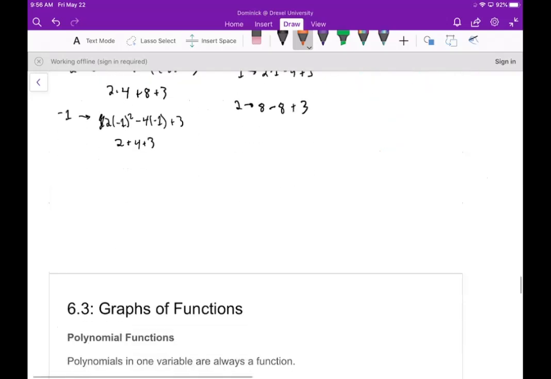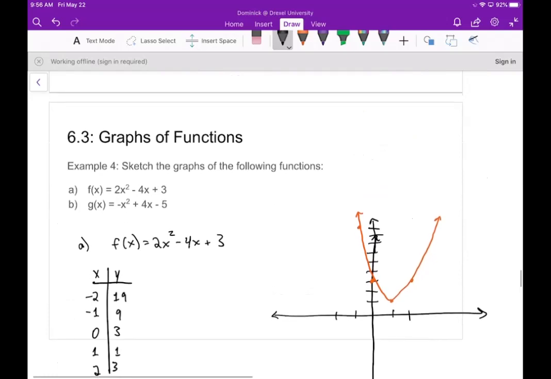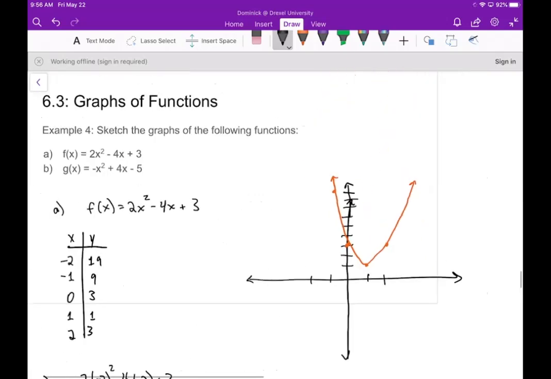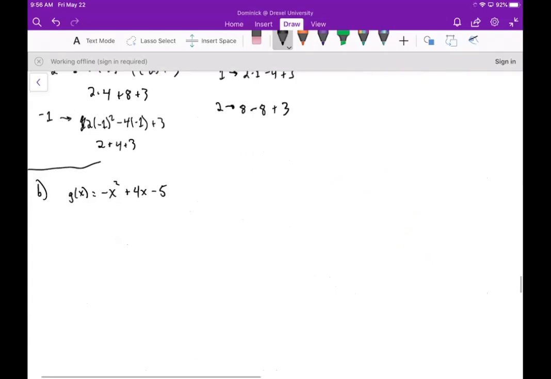Okay, let's do part B. For part B, we have g of x is equal to negative x squared plus 4x minus 5. Okay, so let's go ahead and we'll just plot our usual points again. So x and y, -2, -1, 0, 1, and 2.